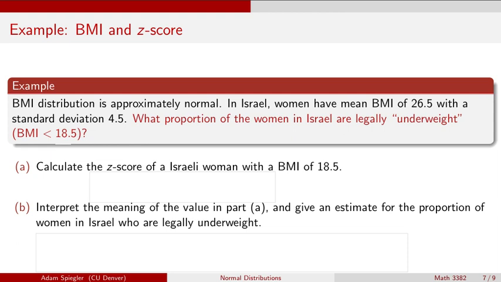So recall that to find the z-score, we take our value X, in this case 18.5, and we subtract the mean from it, the 26.5. Then we divide that difference, which is telling me how far this value is in terms of BMI, by the standard deviation. So we're going to rescale that difference to describe it in terms of how many standard deviations is that distance. So in this case, we divide it by the standard deviation of 4.5, and we get a z-score of approximately minus 1.778.